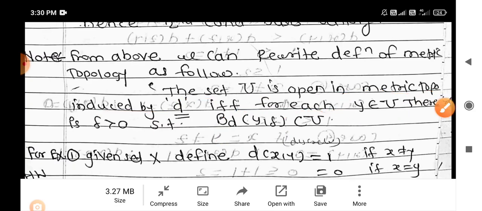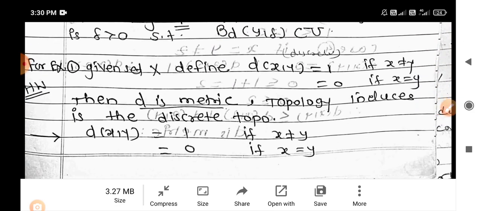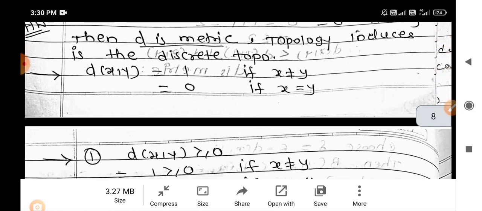For example, given a set X, define D of x,y equal to 1 if x is not equal to y, and 0 if x equals y. Then the metric topology induced by D is the discrete topology. So first we prove that D is a metric. What is the criteria for a metric?